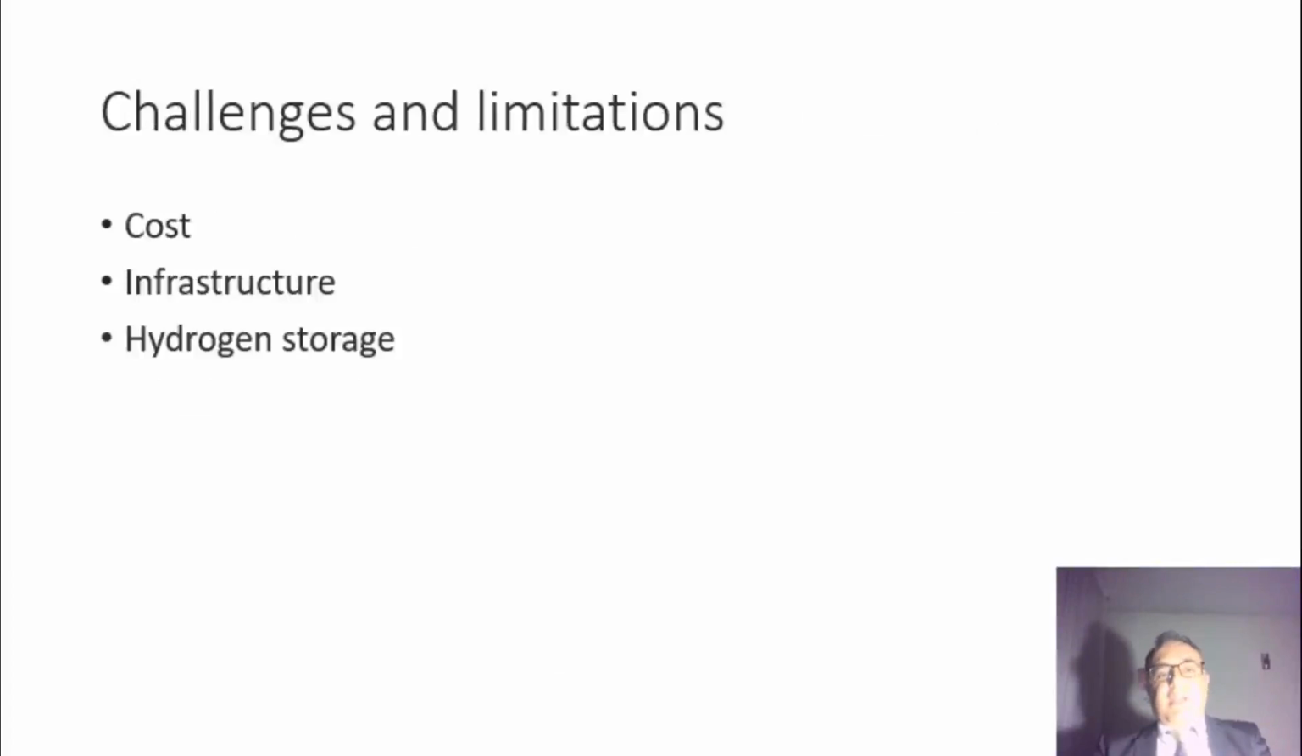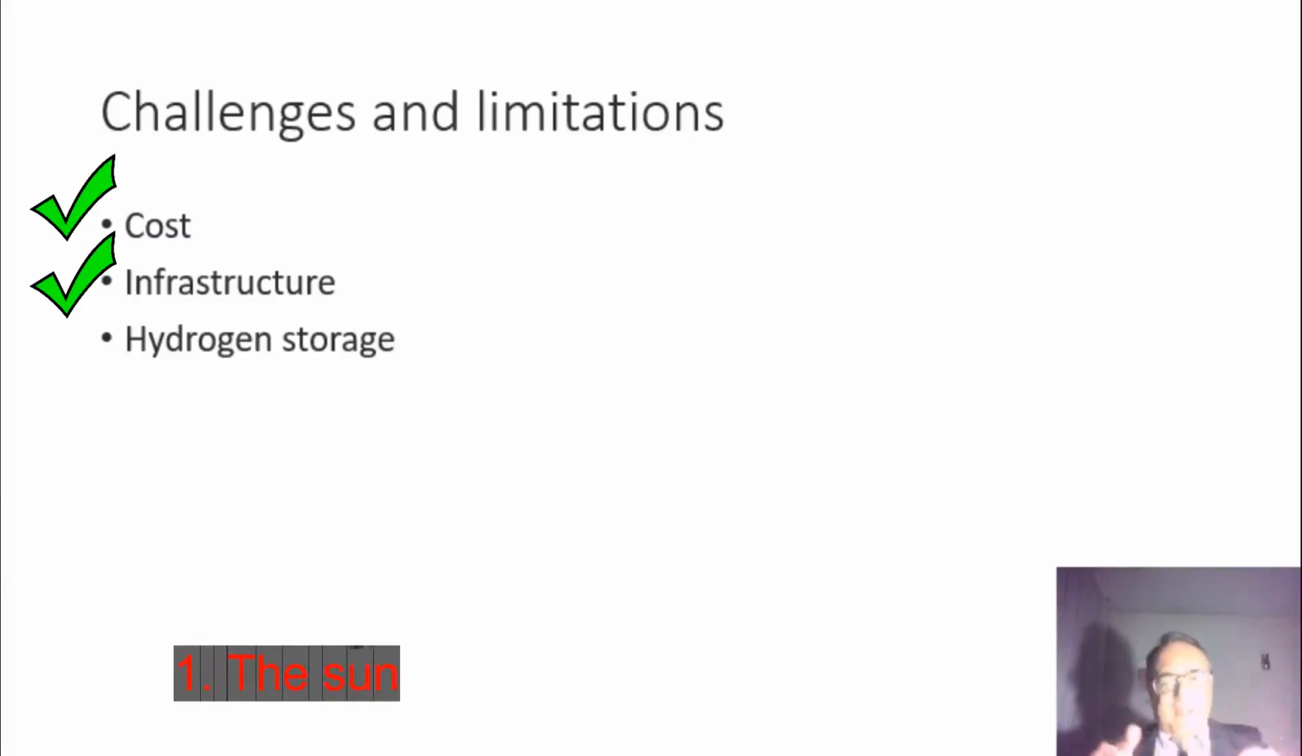Challenges and limitations. First is cost. As I told you, for the stakeholders, we need some justification to make them happy. We need to show it is very useful. We need infrastructure as well. I told you, infrastructure is very important. The first step, we need the sun, second, the roof, third, the solar panel, and importantly, the last one, the battery. And also the hydrogen storage, yes, we need this.